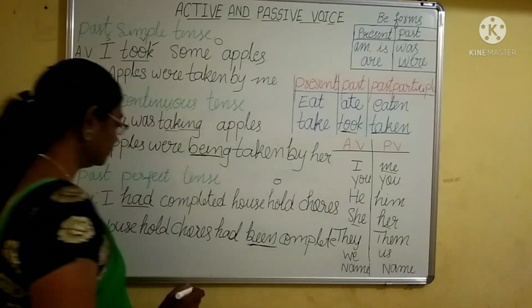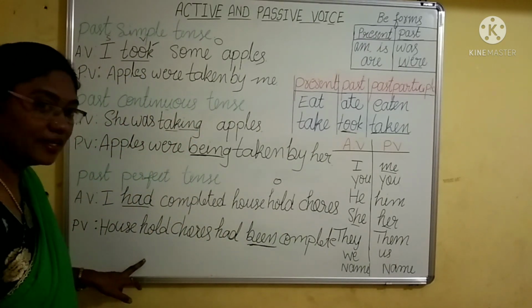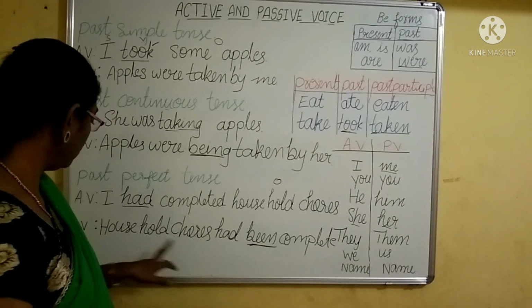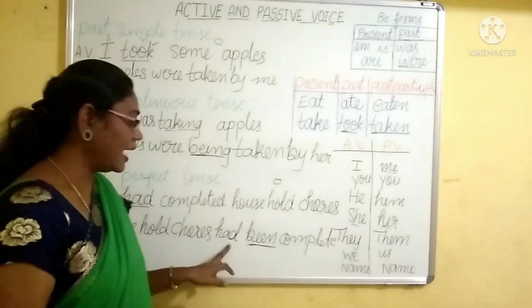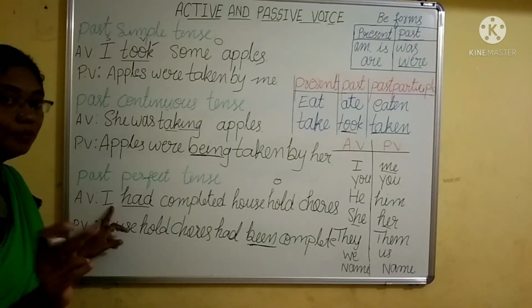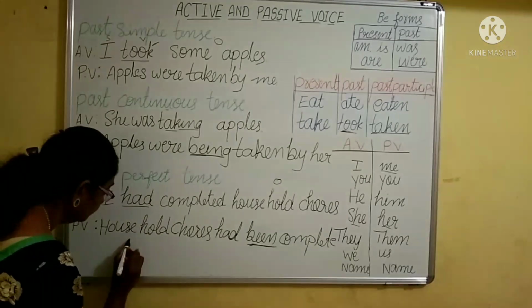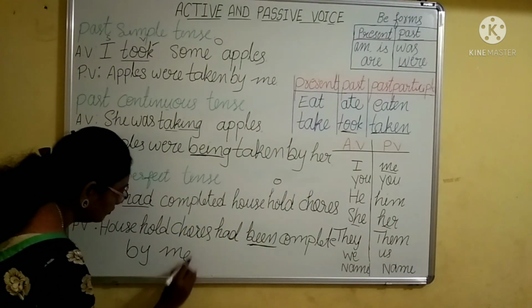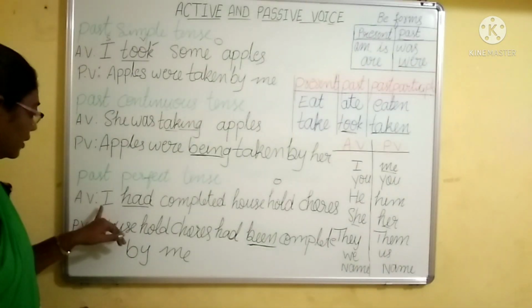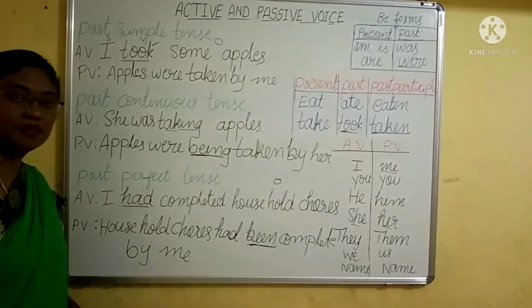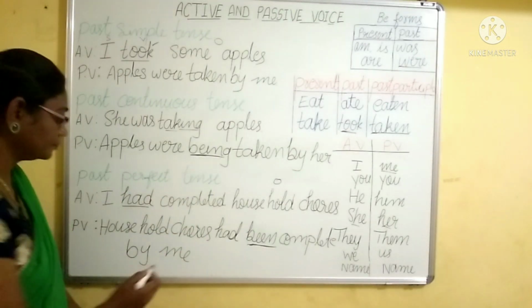Completed. I will write here the remaining part. Okay. Household chores had been completed by me. Why did I write me? Yes, I will become me, right? Yes, as per the rule.